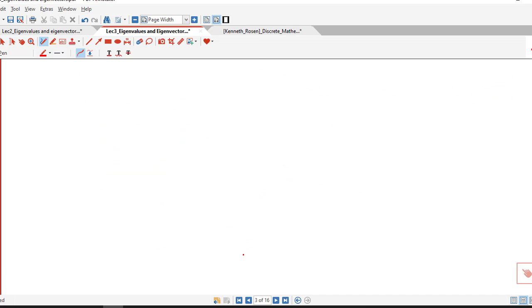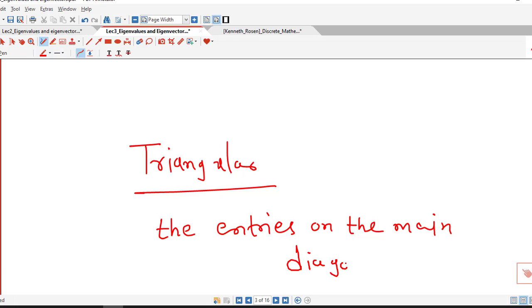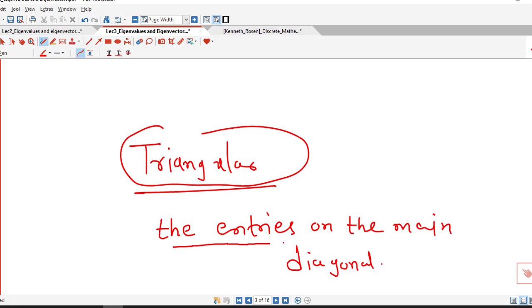So if your matrix is triangular, then you can find its eigenvalues directly. Eigenvalues are nothing but the entries on the main diagonal. So whenever we have a triangular matrix, and if we are interested in its eigenvalues, we will write down the diagonal entries directly as the eigenvalues.